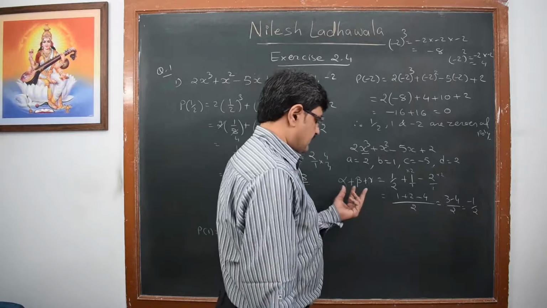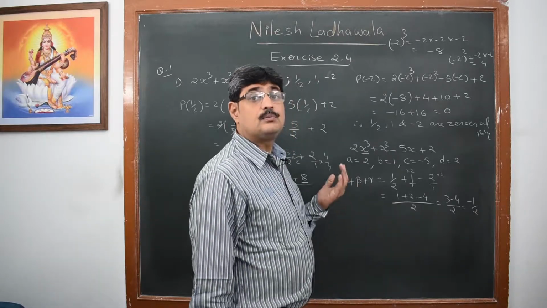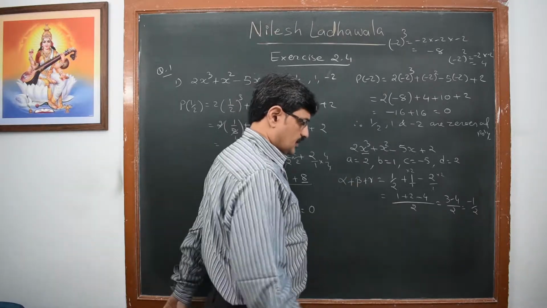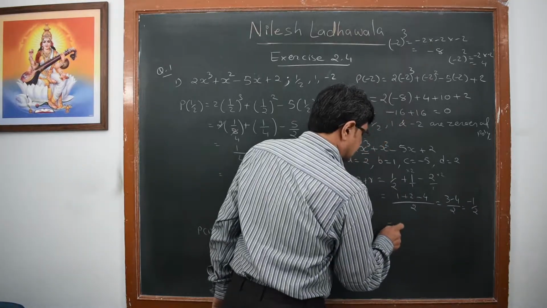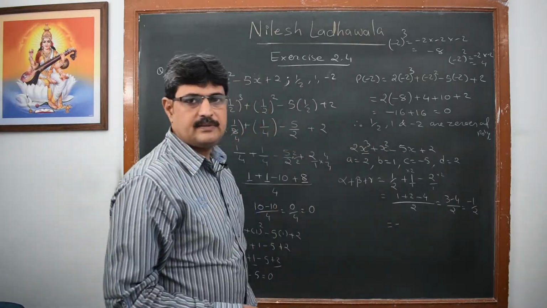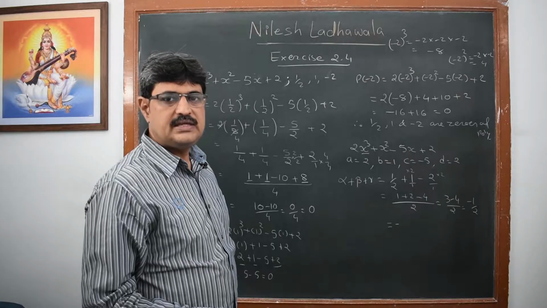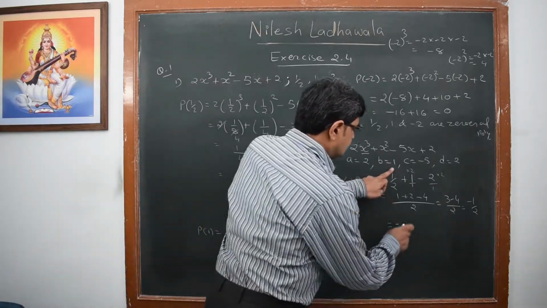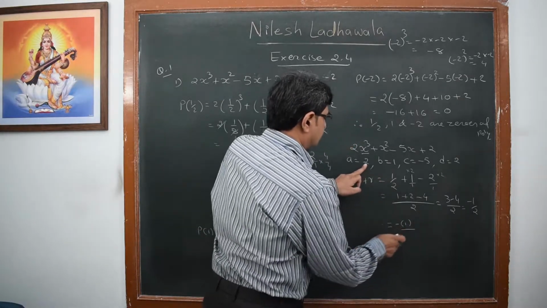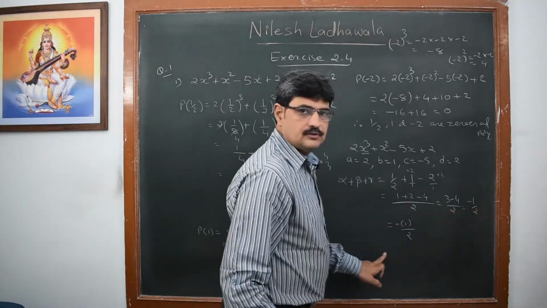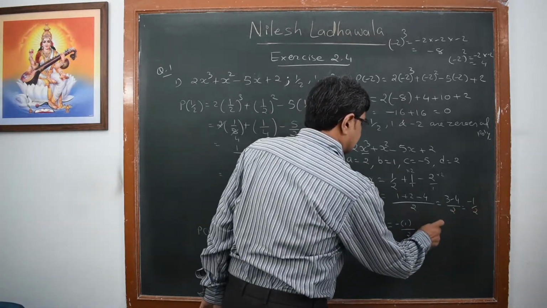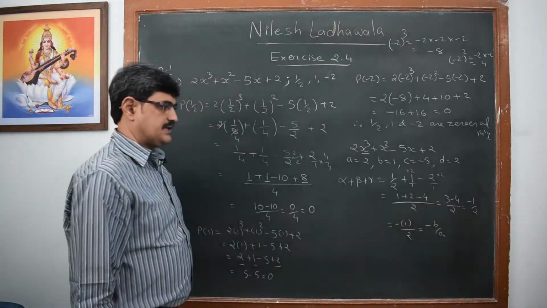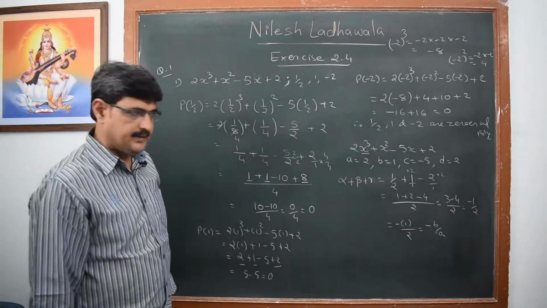Now we have to check whether alpha plus beta plus gamma is equal to minus b by a or not. So here I can write the formula of alpha plus beta plus gamma, that is minus b upon a. The value of b is 1. The value of a is 2. It is similar to this. So hence I can write that alpha plus beta plus gamma is equal to minus b by a.